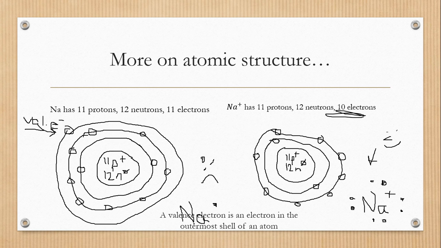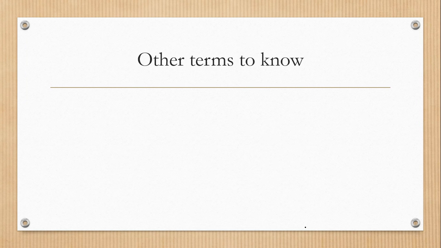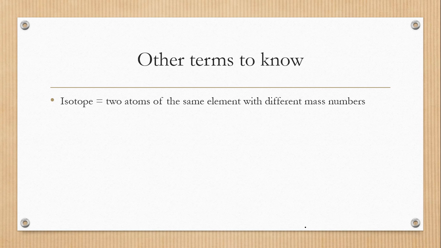Last thing, I already defined this, but a valence electron is an electron in the outermost shell of an atom. This is our last little bit of information, just other terms to know. I've mentioned them, but didn't explicitly define them. An isotope is 2 atoms of the same element with different mass numbers. So they have a different amount of neutrons, same amount of protons.